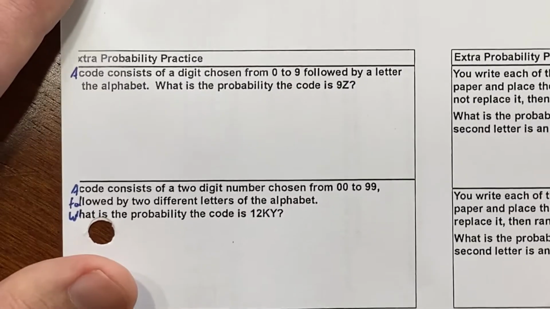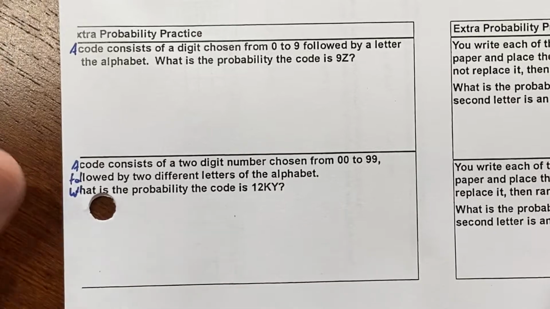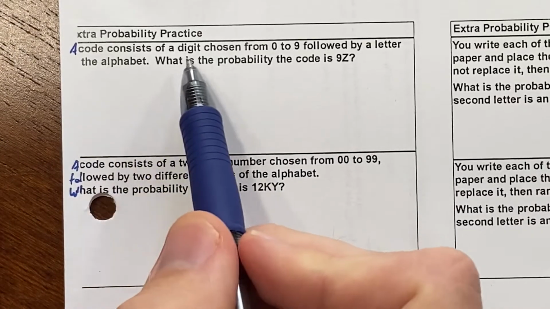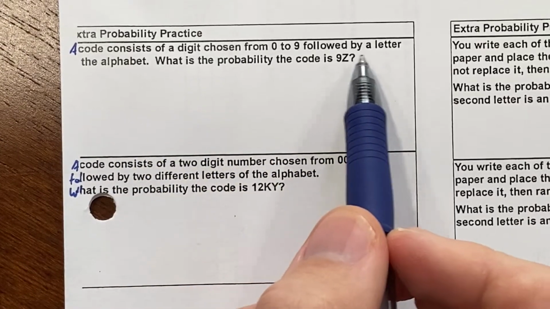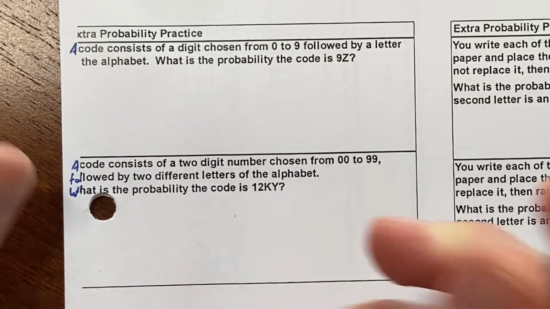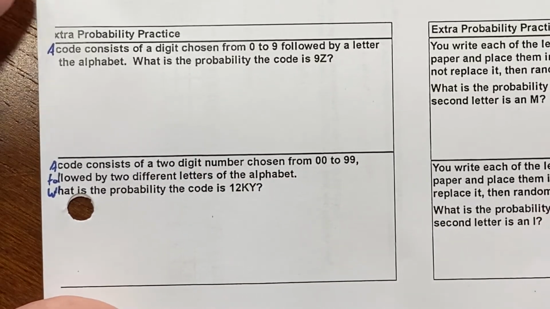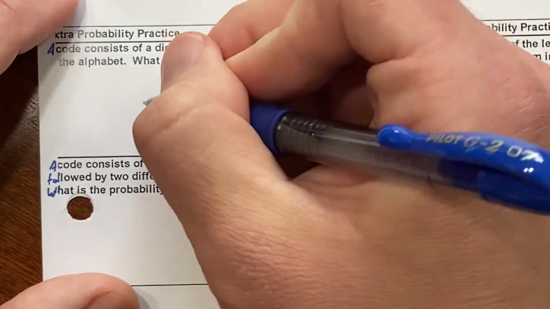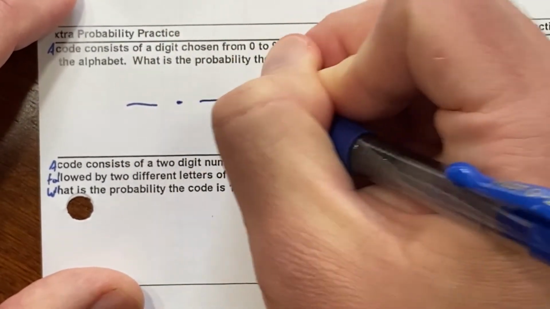Next style, we've got some extra probability practice. A code consists of a digit chosen from 0 to 9, followed by a letter of the alphabet. What is the probability the code is 9Z? Okay, so we're choosing a number, and then a letter.